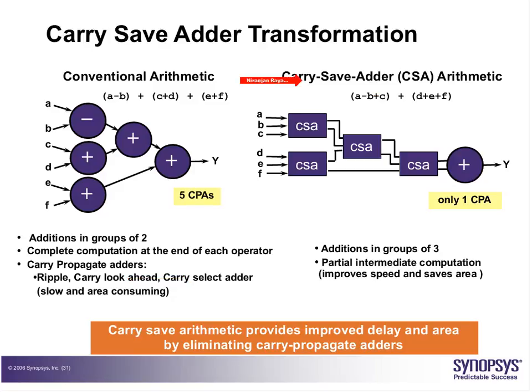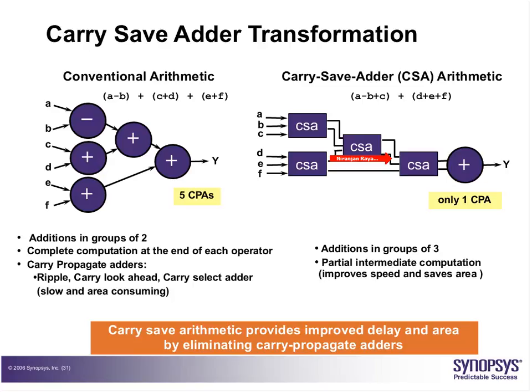Now in this case, addition can be done in groups of 3, and the outputs here are partially computed, they are not the final A plus B plus C. They are partially computed and fed to another carry save adder, and in the end we employ a traditional carry propagate adder which will do the final addition. The intermediate points do not represent the actual addition, they are partially computed. So it improves speed and makes sure that the carry does not become a critical path.